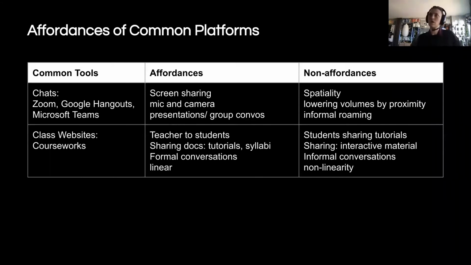as we start thinking about our own platforms and creating our own platforms, it's good to think about these affordances. So remote chatting platforms like Zoom might be good at screen sharing, but they don't represent spatiality in any way. And they don't allow for that same informal roaming the way you might roam around and talk to people in person when you're in studio.